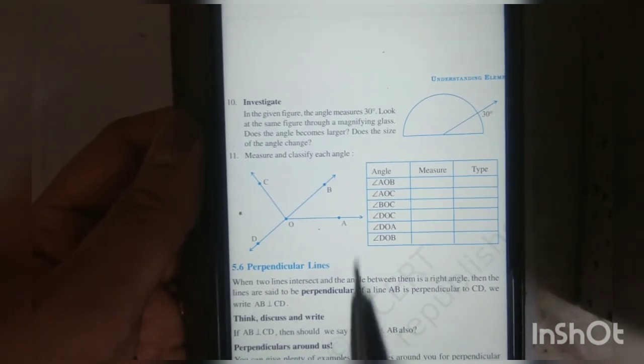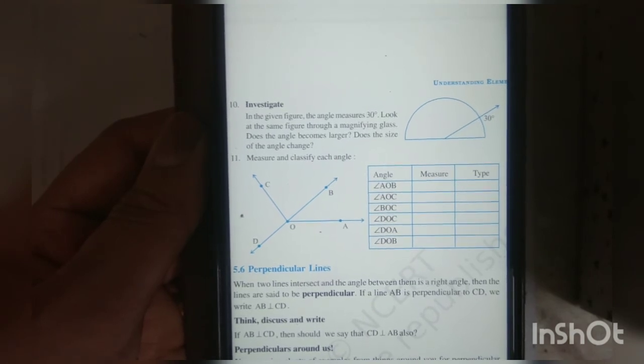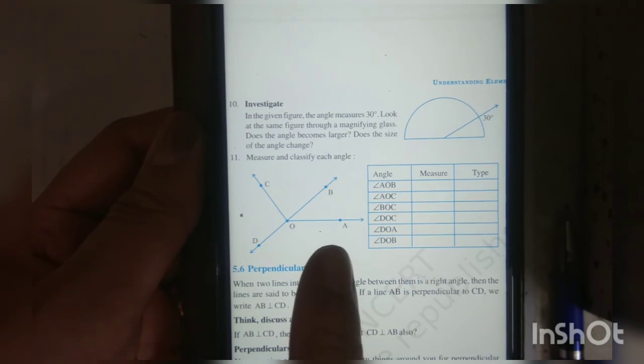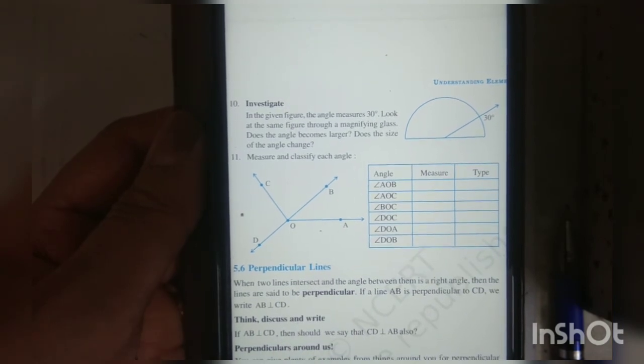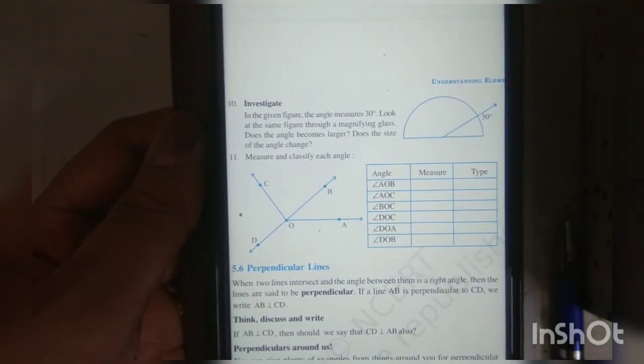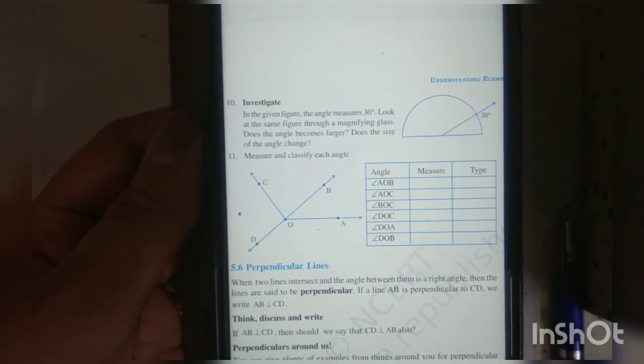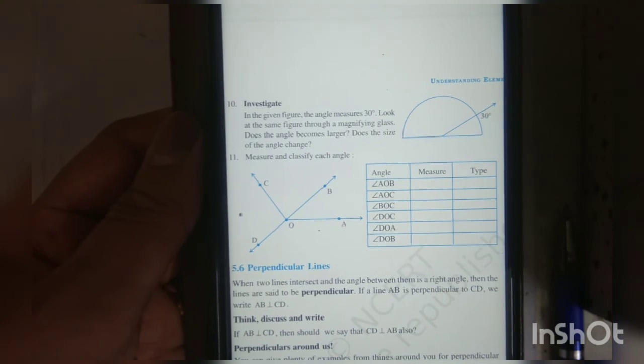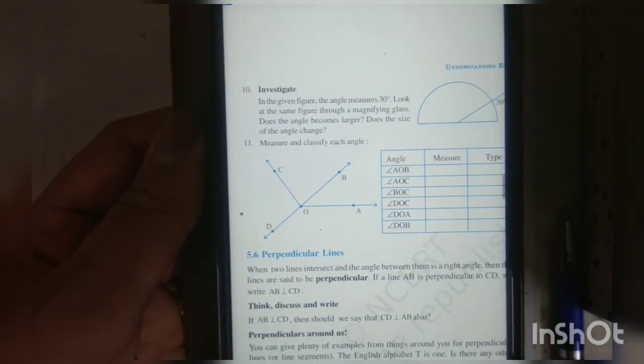So question numbers 10 and 11, both of these will be your homework, and if you are facing any problem in doing this or any of the previous problems, then just inform me on my WhatsApp number, or you can also comment under this video. So today up to this much class. Our next video will be containing our exercise 5.5.